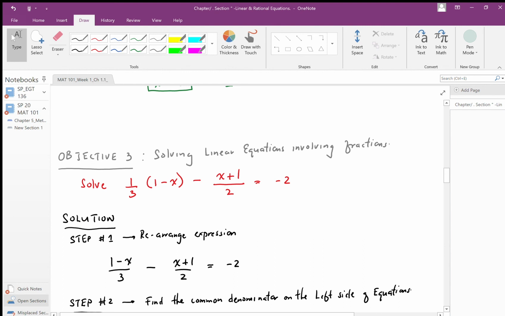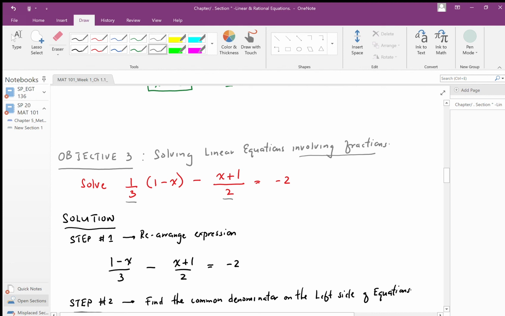Objective 3, we want to be able to solve linear equations using fractions. I know fractions have been somewhat of an impediment for quite some people, but I don't want you to be afraid of fractions. The only thing now is we want to be able to clear fractions, meaning we don't want any kind of denominator. This is a denominator, 3 is a denominator, 2 is a denominator. So we want to get rid of it.